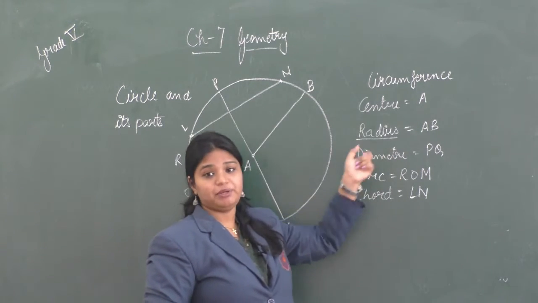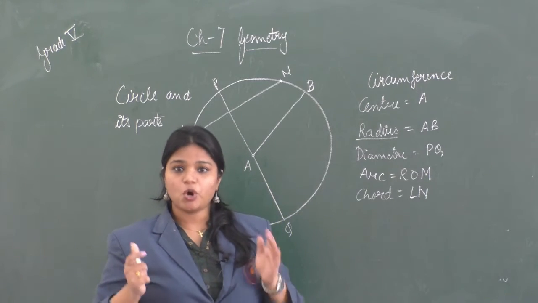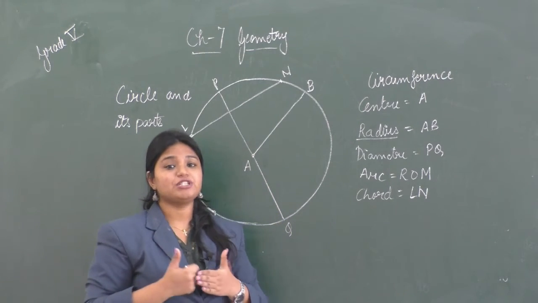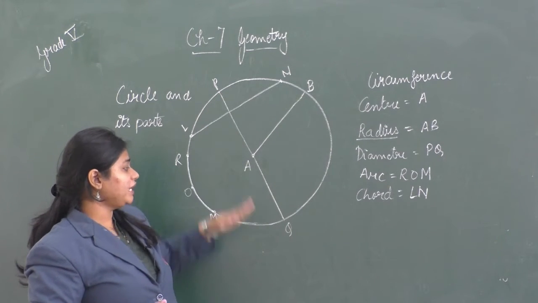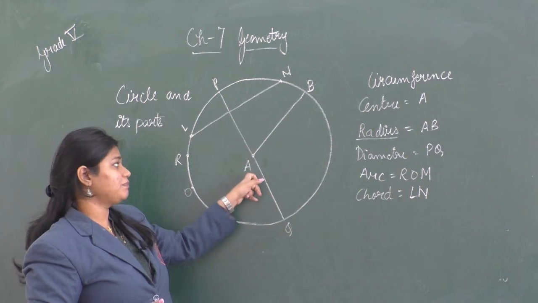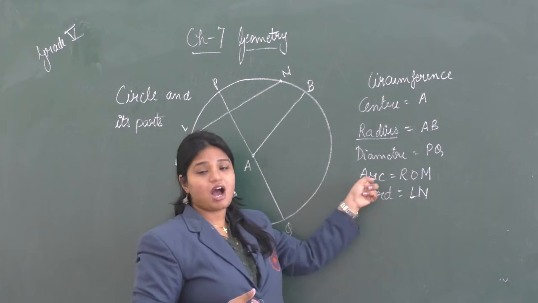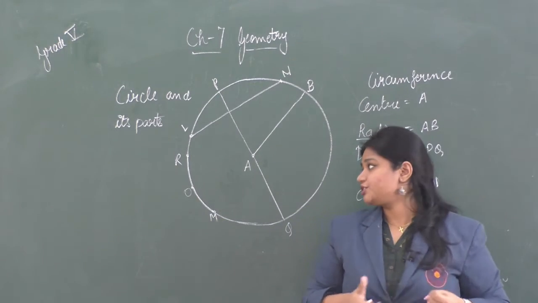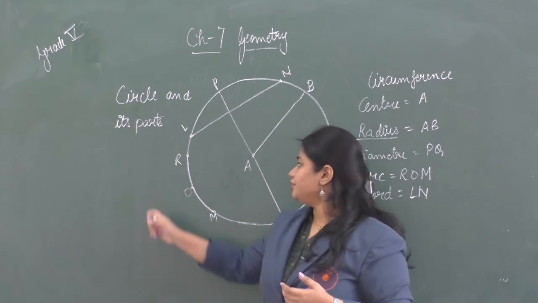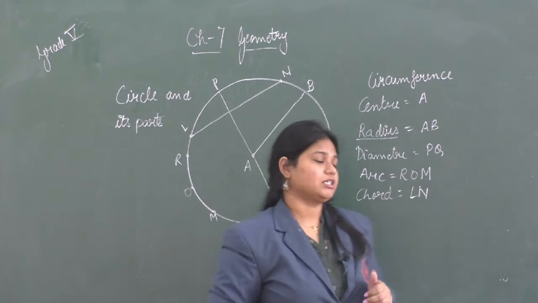Next we have diameter. The diameter is the distance between any two points on the circle and it should always pass through the center of the circle. So here PQ is the given diameter and it passes through the center A. Next we have arc. Now an arc of the circle is a part of the circumference. So we can say that here ROM is an arc representing the given circle.